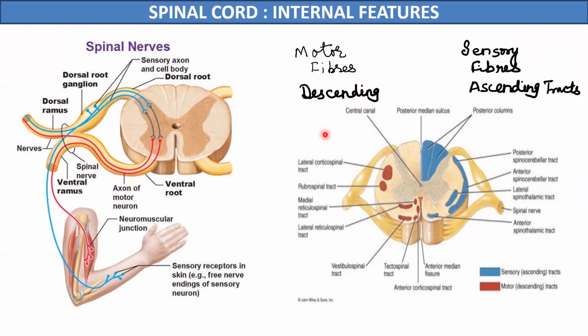So this is about the white matter of the spinal cord, which is arranged in an anterior, lateral, and posterior column, and it consists of myelinated axons, and these axons are either sensory or motor in nature. The sensory fibers are the fibers of the ascending tracts, and the motor fibers are the fibers of the descending tracts.